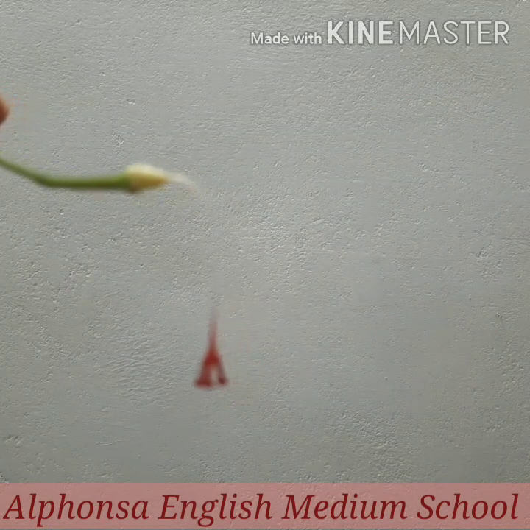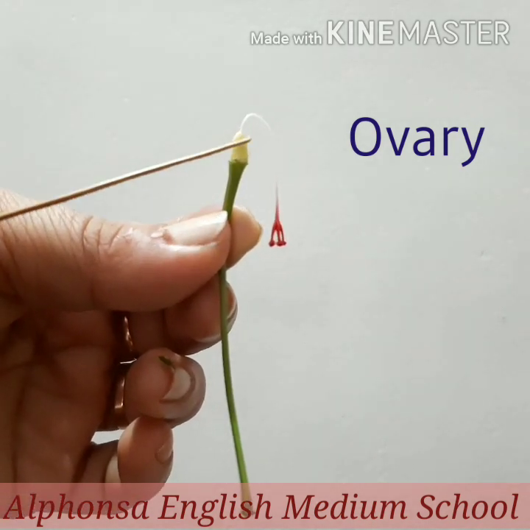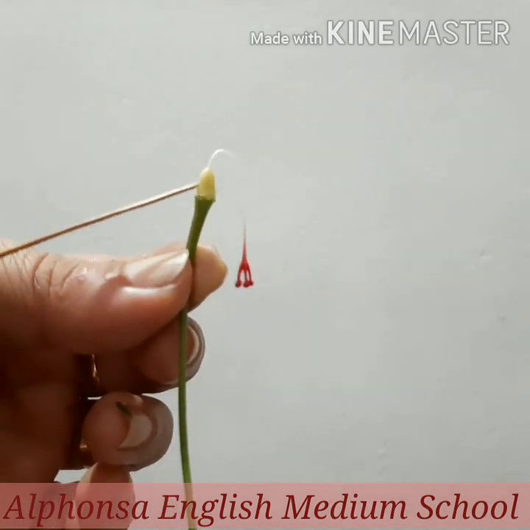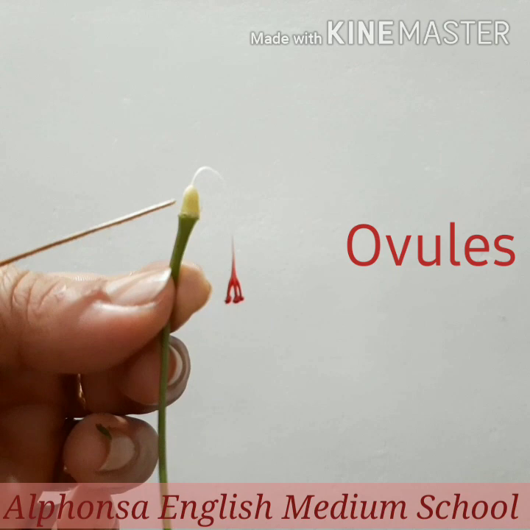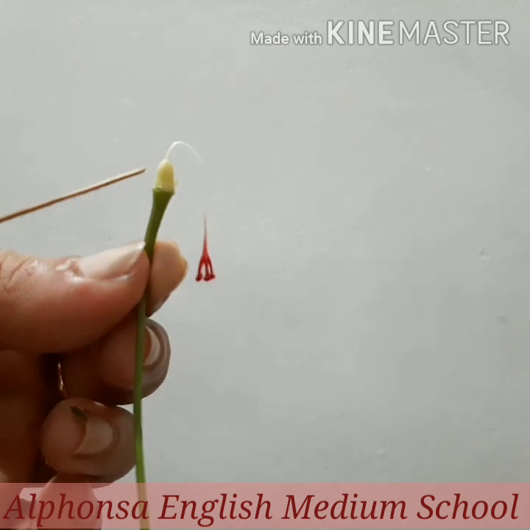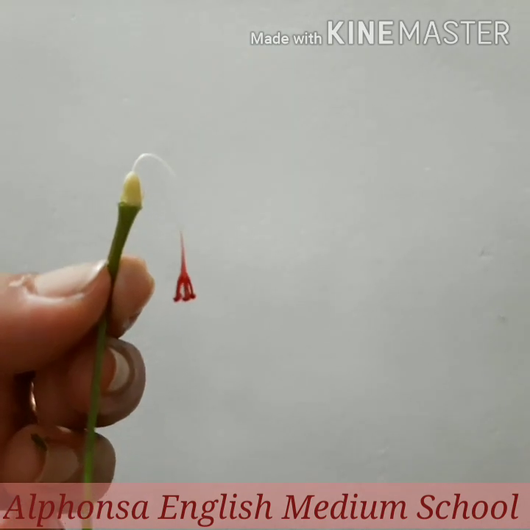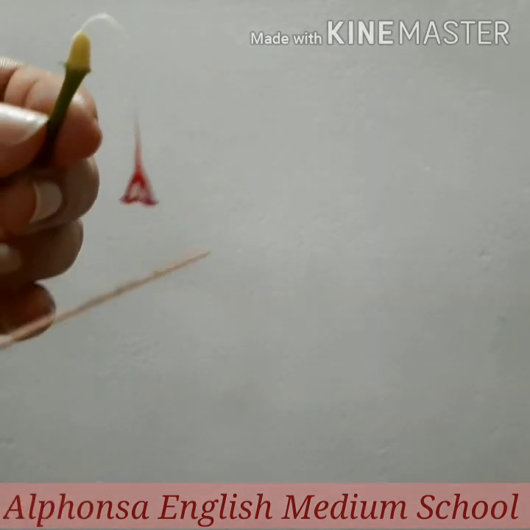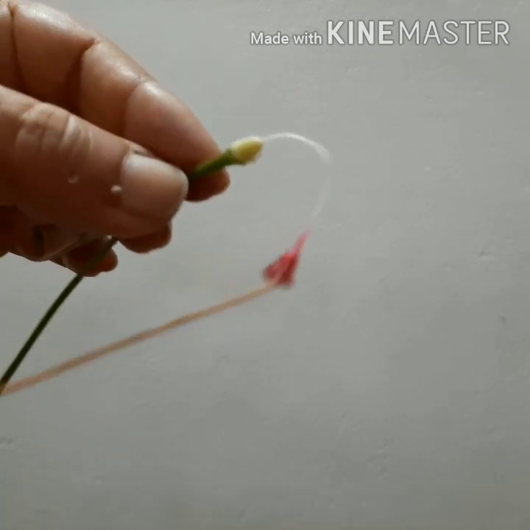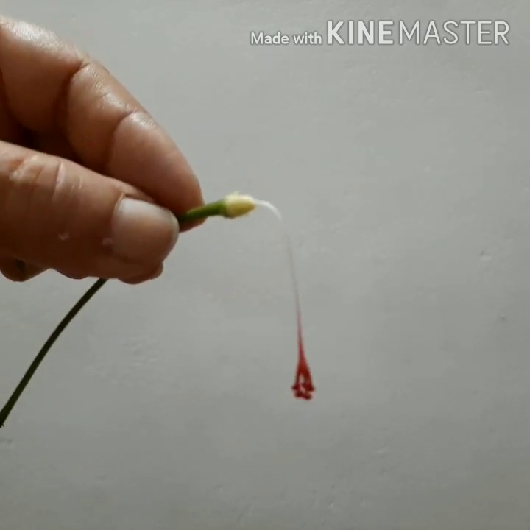Clear? This swollen structure is the ovary. If we cut the ovary transversely, inside this ovary we can see small, round structures which are called ovules. So in a flower, the outermost whorl is the sepals. Inner to the sepals we have the colorful petals. And inner to the petals we have the stamens, which I showed you previously. And in the center of the flower is the pistil. Okay, pistil has three parts: stigma, style and ovary. Inside the ovary is the ovule.